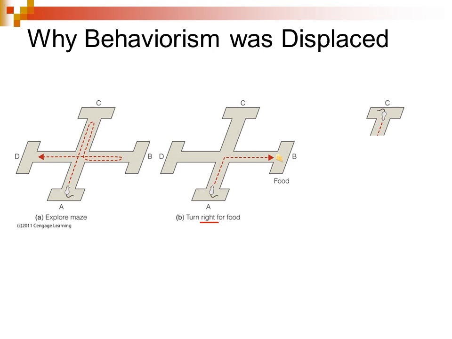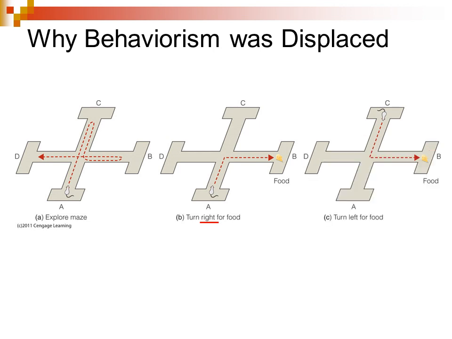Behaviorists would predict that the rats would turn right as they had been reinforced for making a right turn in the past when they arrived at that intersection. However, if the rats truly did form a cognitive map of the maze, then they should turn left, as that would get them to the food the fastest. And what Tolman found again was that yes, the rats were more likely to turn left, suggesting that they had formed a cognitive map of the maze.